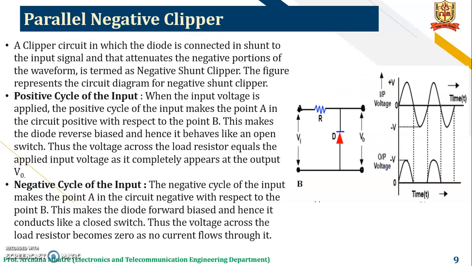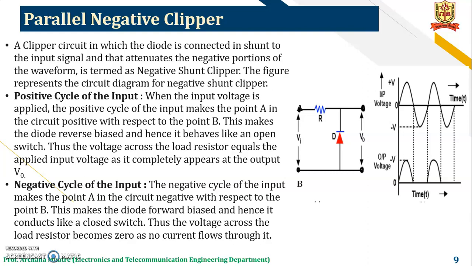Next, parallel negative clipper. A clipper circuit in which the diode is connected in shunt to the input signal and that attenuates the negative portion of the waveform is termed a negative shunt clipper. The figure represents the circuit diagram for the negative shunt clipper. In this diagram, you can see the diode is connected parallel to the input voltage.